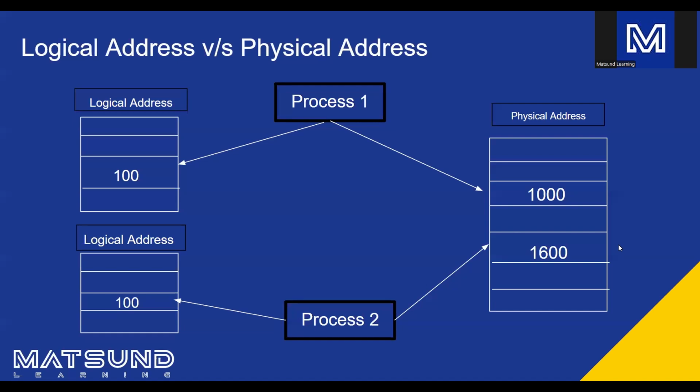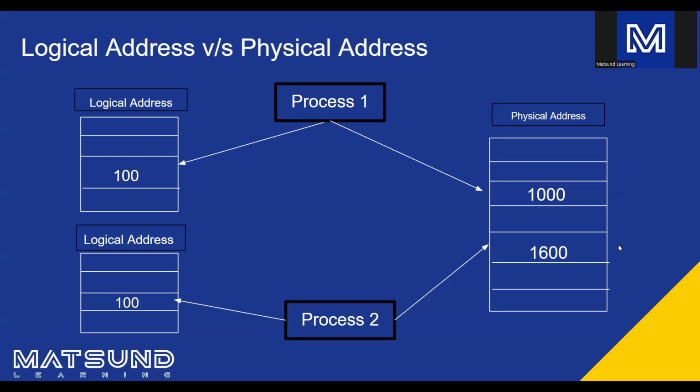We have seen how a single process maps its logical addresses to physical memory. Let's explore what happens when multiple processes are running on the system. Process 1 and process 2 both have their own logical address space. Notice that they may have the same logical address. For example, both have a logical address 100. These addresses are isolated and unique to each process.